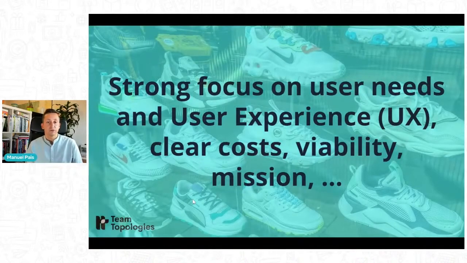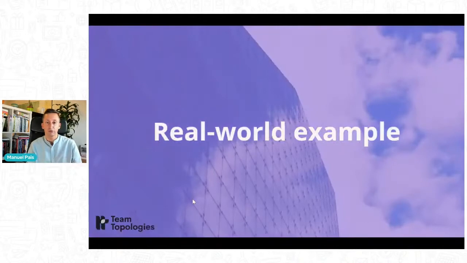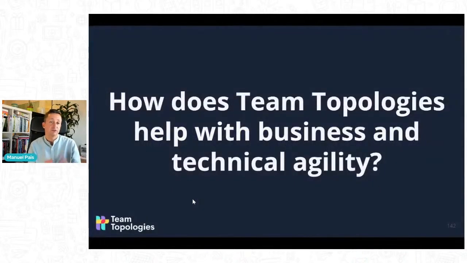We need a strong focus on user needs, user experience, and clarity on the products that we offer, and the mission of the teams that are building those products. And again, both for end customer products as well as internal products we're providing to our teams. And we looked at one of the real world examples we've been publishing on the website since the book came out. So really, to sum up, how does Team Topologies help with business and technical agility, and therefore help with fast flow, which is the point of Team Topologies?